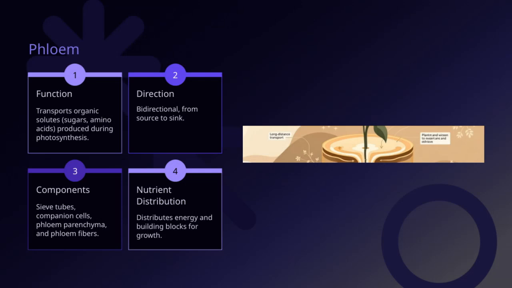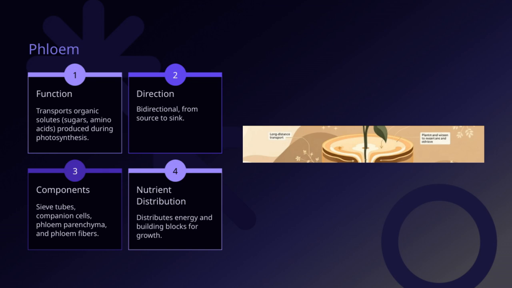Let's talk about how nutrients are distributed throughout the plant. The phloem plays a crucial role here, as it is responsible for distributing energy and the building blocks needed for growth. It transports these organic solutes, like sugars and amino acids, which are produced during photosynthesis, from the source, such as the leaves, to various parts of the plant that need them, like growing roots or developing fruits.